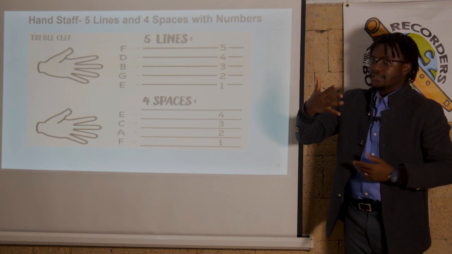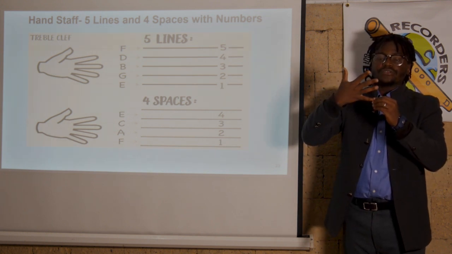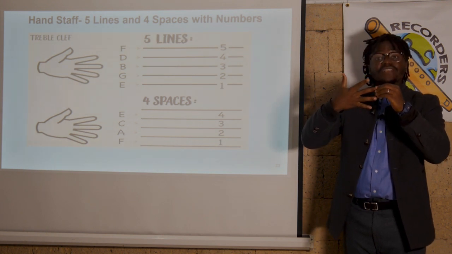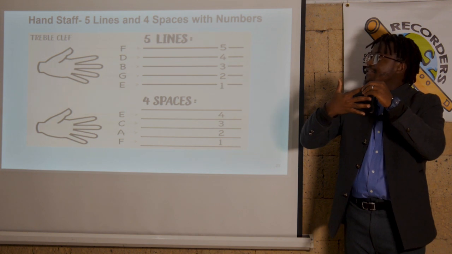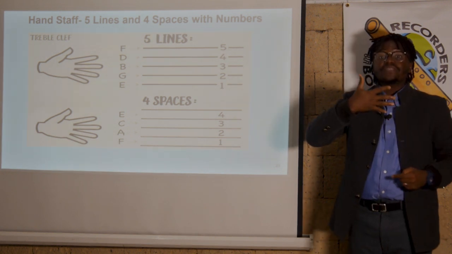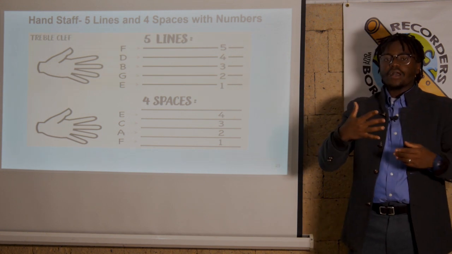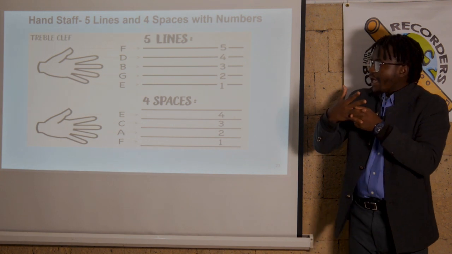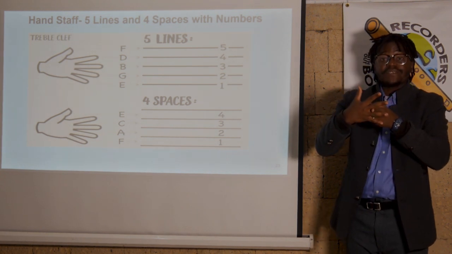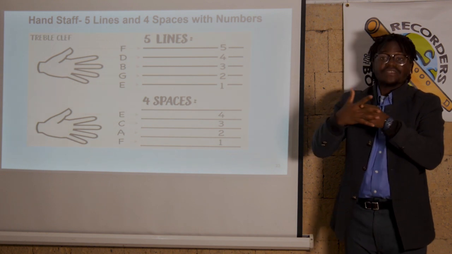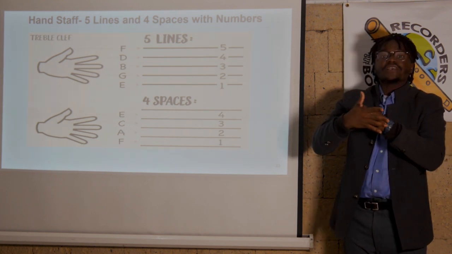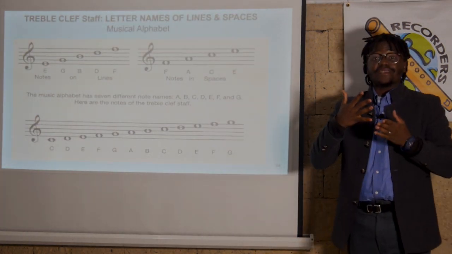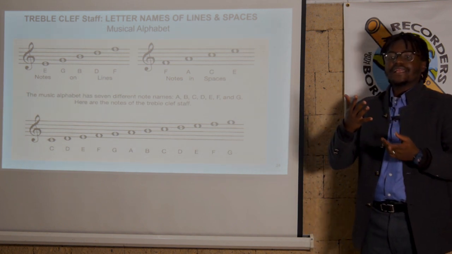So when you're looking at the lines, we start with the first line, which represents E, second line represents G, third line represents B, fourth line represents D, and the fifth line represents F. Now, we can also look at the spaces, the 4 spaces we talked about. The first space represents F, the second space represents A, the third space represents C, and the fourth space represents E.